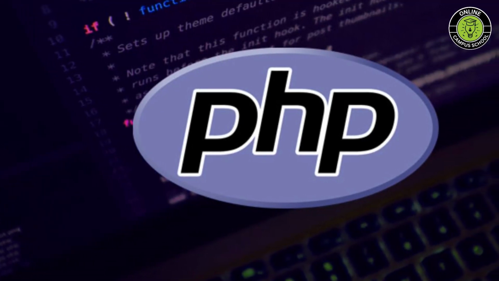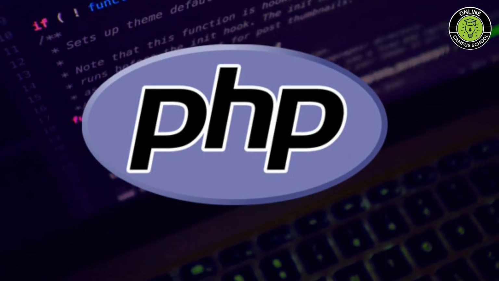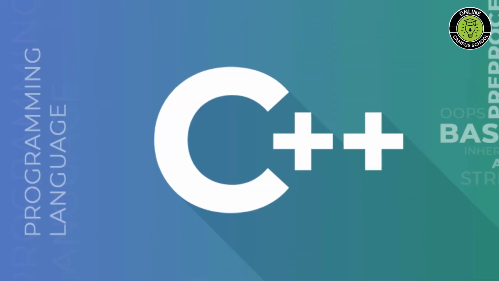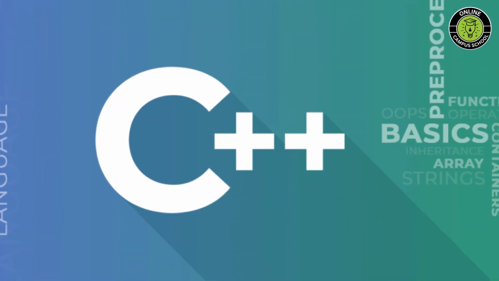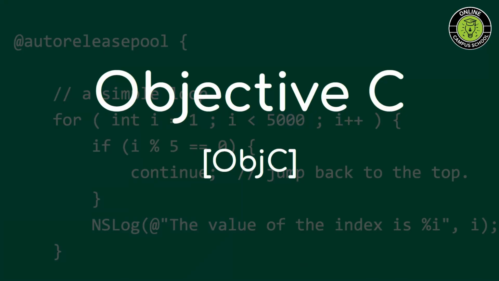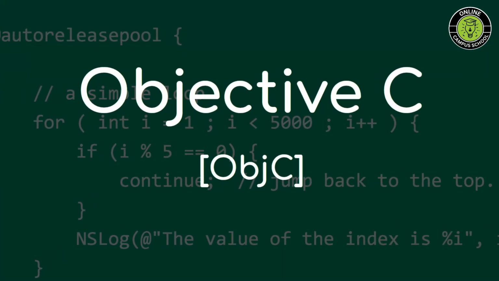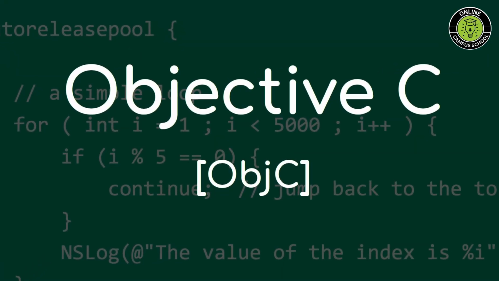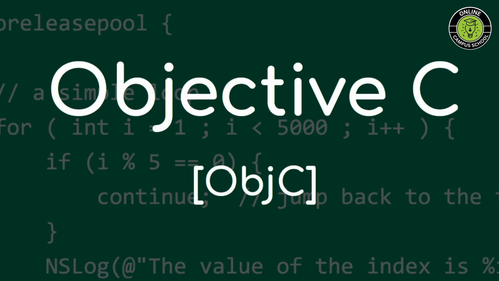5. PHP. Commonly used for server-side web development. 6. C++. Used for system/software development and game development. 7. Objective-C. Predominantly used for iOS app development before being largely replaced by Swift.